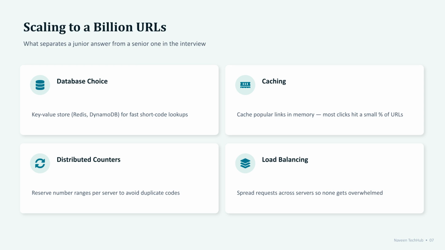A typical production flow can be: user clicks short URL, request goes to load balancer, application server checks cache. If cache has the mapping, redirect immediately. If cache misses, query database. Store result in cache. Return HTTP redirect response. This is how we move from simple Python code to real-world production architecture.